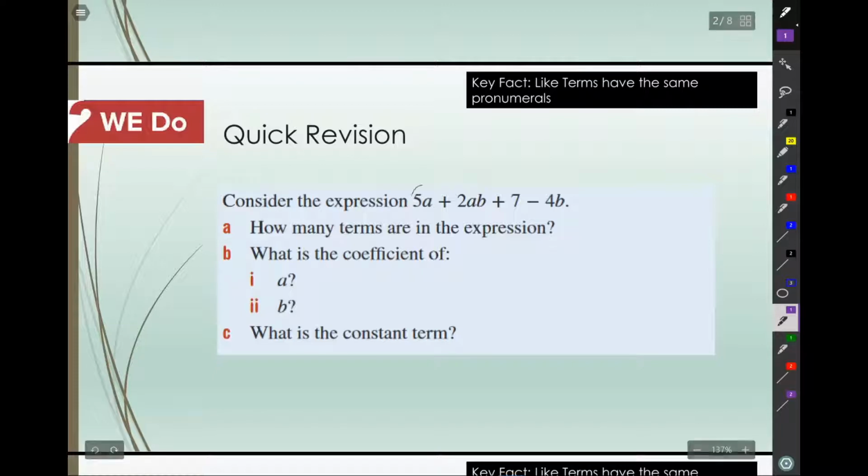Alright, so the terms, these are the individual terms, so there are obviously 4 in this expression. Now, when we're talking about the coefficient, we're talking about the number in front of the letter. So the coefficient of A and the coefficient of B is 5 and minus 4. Don't forget that this minus belongs with this term. And the constant term is the one that never changes. 7 is always going to be 7. It doesn't matter what we make A and B, 7 will always be 7. That's why we call it the constant term.